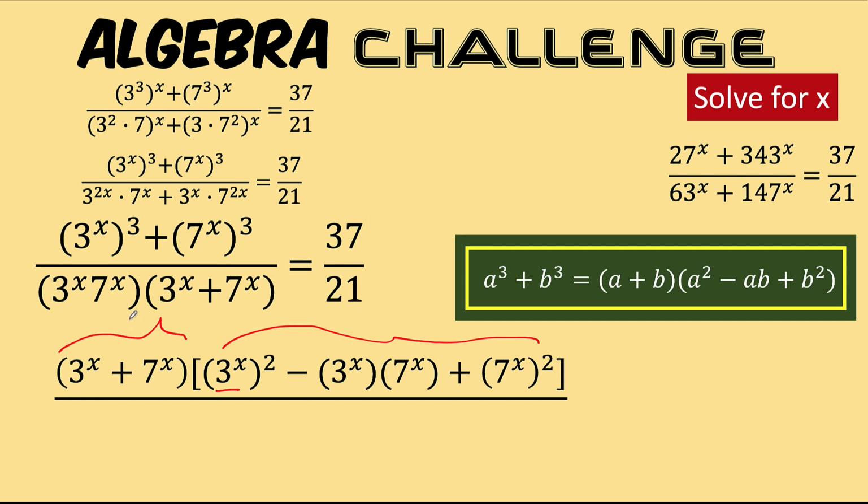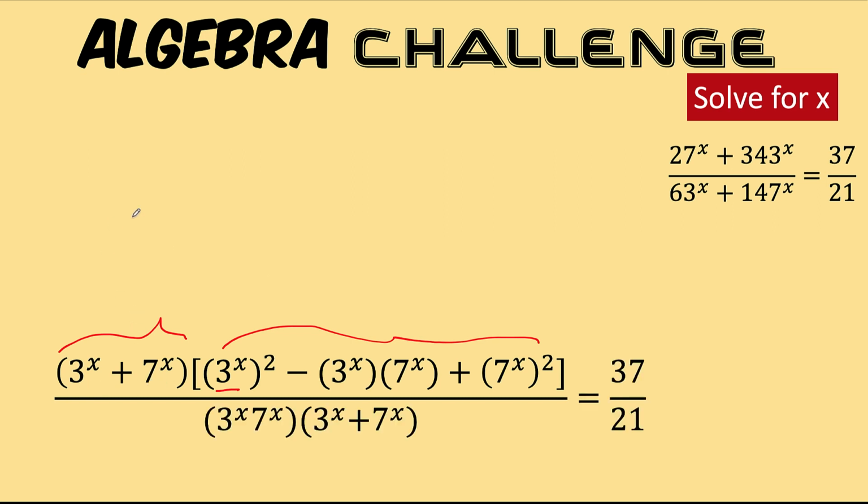Now, let's copy all the rest. And then from here, notice that this 3 raised to x plus 7 raised to x is exactly the same as this. So we can cancel this out. So what's left is now this second factor times this first factor in the denominator.